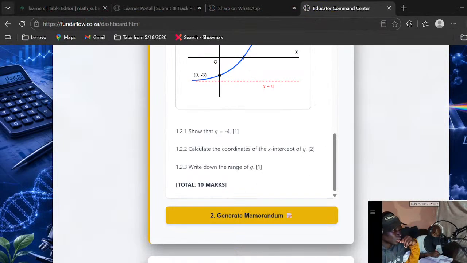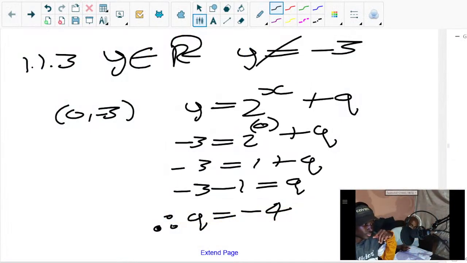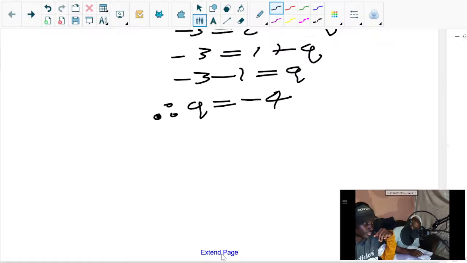The next question states we shall calculate the coordinates of the x-intercept of g. Again, keyword x-intercept. It's something that you should know for all the functions that you're going to be doing. What do we say about the x-intercept? y is equal to 0. So we're going to start there.